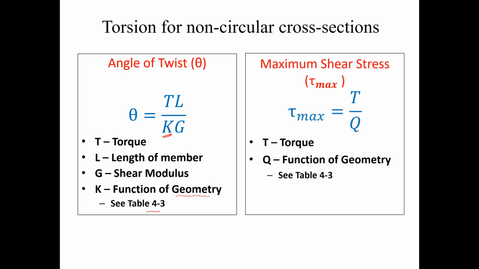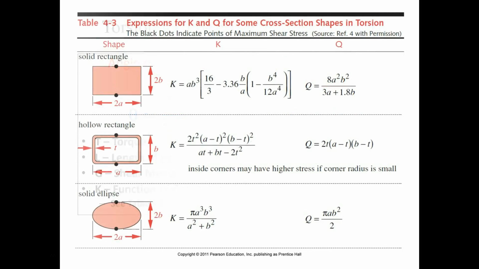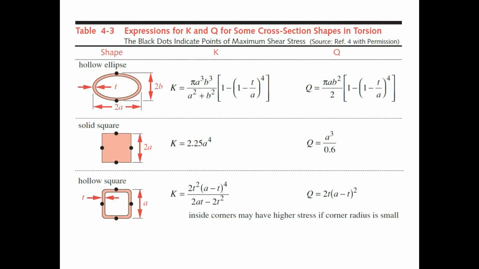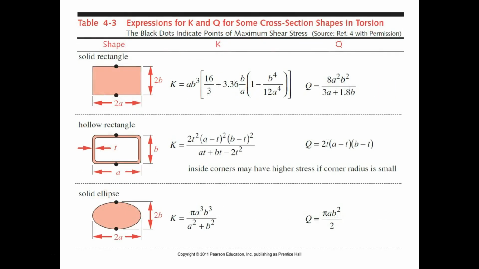To determine the maximum shear stress, we're going to use this equation where we see that tau max is equal to our torque divided by Q, and once again Q will be a function of geometry. And here we have table 4-3 where we see different shapes and cross sections, and this goes on for another slide as well. But let's look at this first slide.